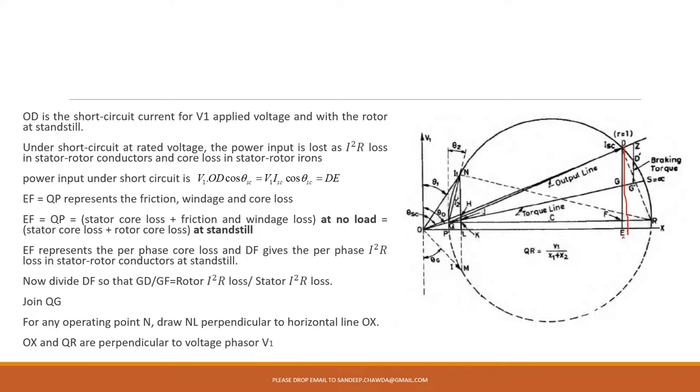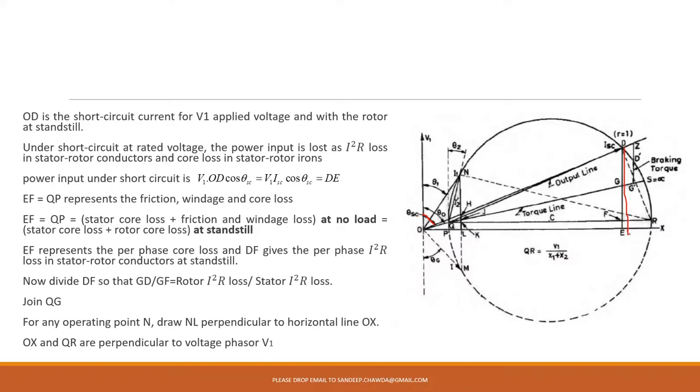It should be straight, but I could not draw it because it is freehand. So DE is going to give you the power input under short circuit. Basically it is V1 multiplied by OD cos theta SC, where theta SC is the angle during short circuit condition. You could see this is your theta SC. OD is the short circuit current and V1 is your applied voltage. So the angle between this short circuit current and V1 gives you theta SC.